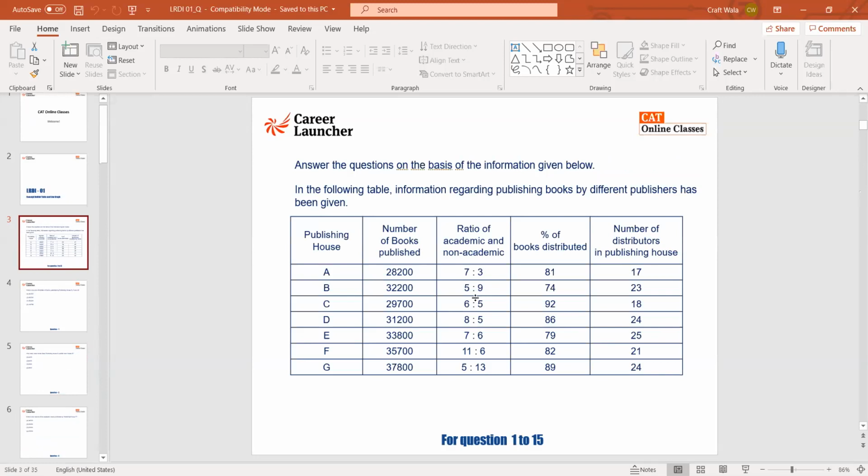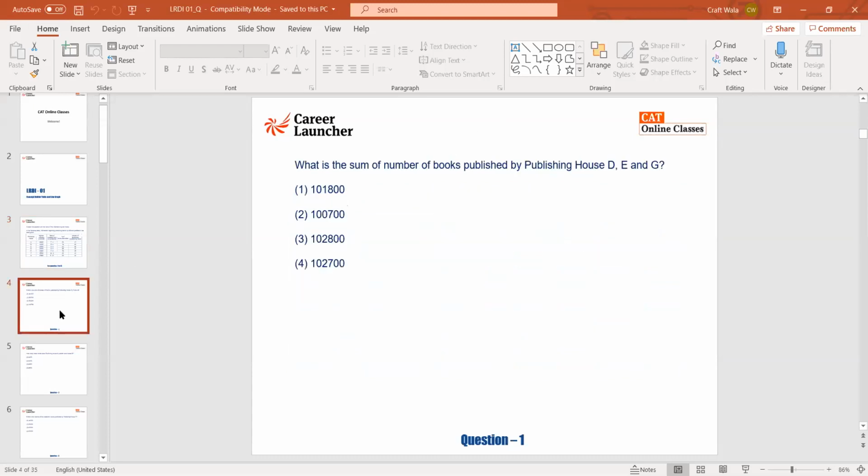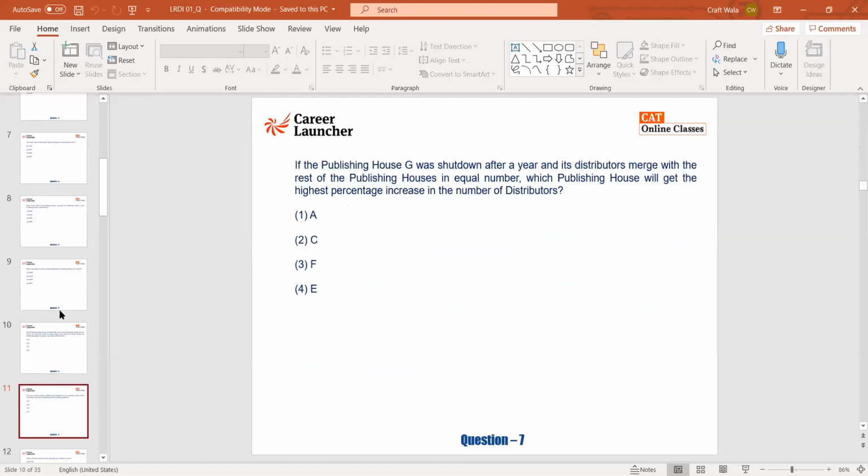D, if I see, it is 8 is to 5. F is also 11 is to 6. So the second part in the ratio should be more. That is only for B. So B becomes our answer. Apart from B, can you tell me which is the other publishing house that will be impacted, just by looking at the ratios? Yes, G. So apart from B, G will be impacted. So that is how you answer question number 8.